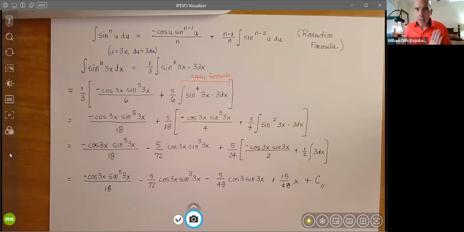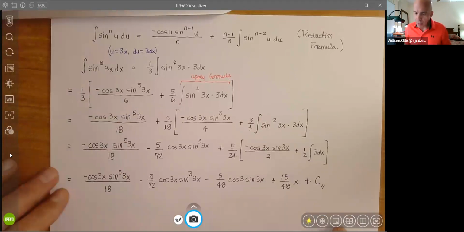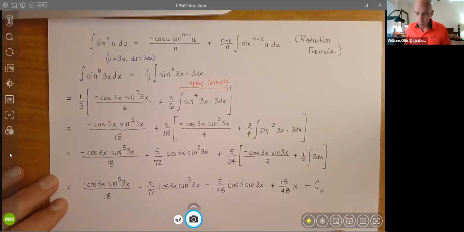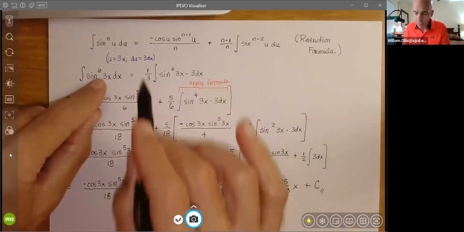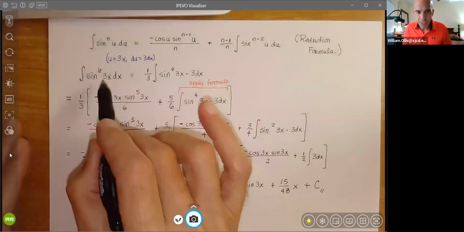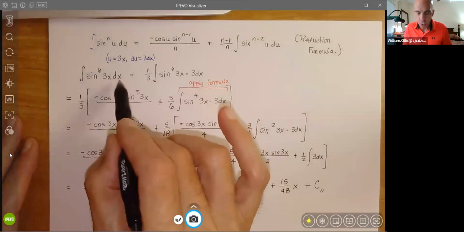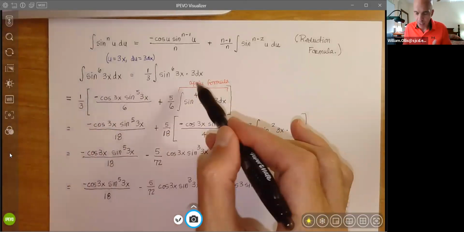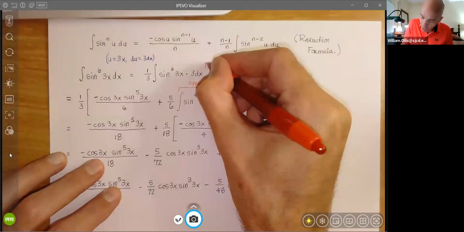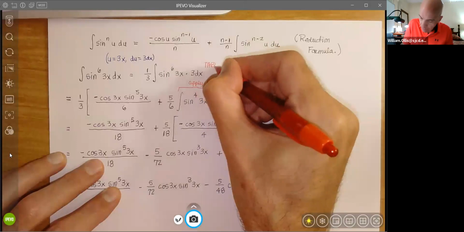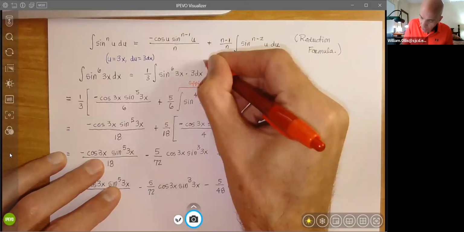Now, let me just make a couple of comments here. When you use the reduction formula, of course, if this were just a plain old x, we wouldn't have to worry about the differential. But I put in a 3x just to make sure that we can respect the differential. So the first thing we do is we make it table ready. Table ready.